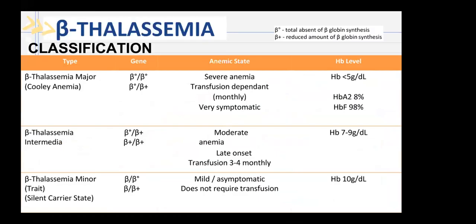Okay, this is the classification. Beta thalassemia major, also called Cooley's anemia. It has either beta naught or beta naught beta plus. And the anemic state is very severe.